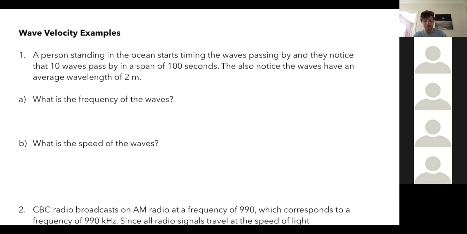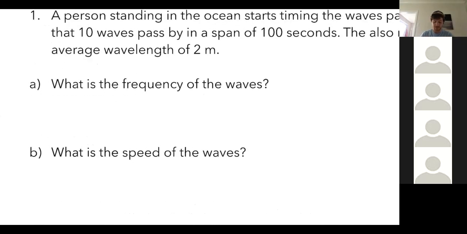So they noticed that 10 waves pass by in a span of 100 seconds. They also noticed that the waves have an average wavelength of 2 meters. So it is 2 meters as these waves go, that is a 2-meter distance. So, frequency of the waves. Now, again, reading comprehension here in physics, super important. What is the frequency of the wave? So it's not good enough to say 10 waves in 100 seconds, right? That doesn't mean anything.